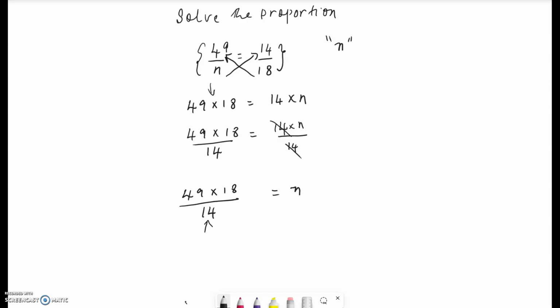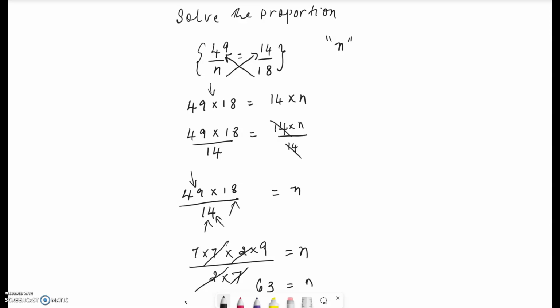There's a factor 7 in here and a 7 in here. So we write it as 7 times 7 times, there's also a 2 in here and a 2 in here. So let's break this down into 2 times 9 divided by 2 times 7 equals n. Now cancel common factors and we get n equals 7 times 9, which is 63.